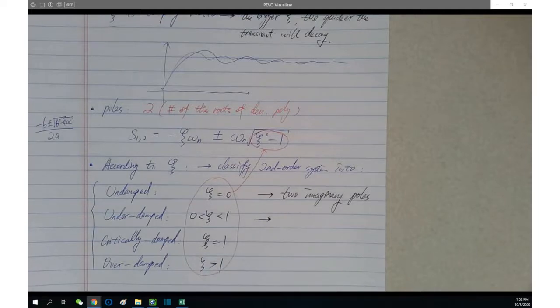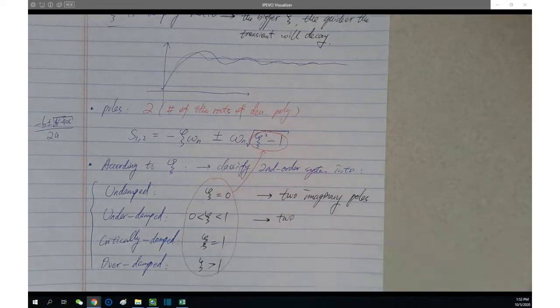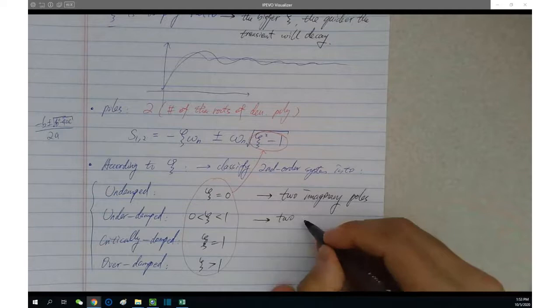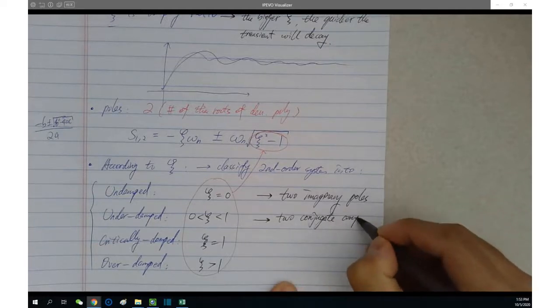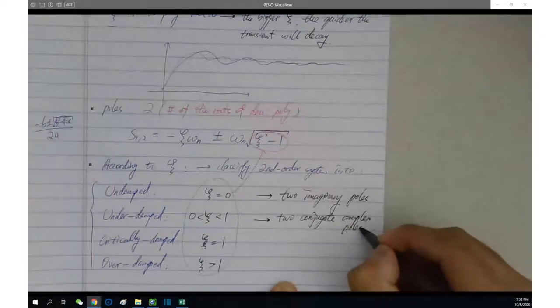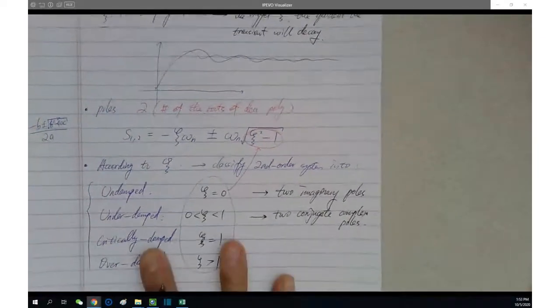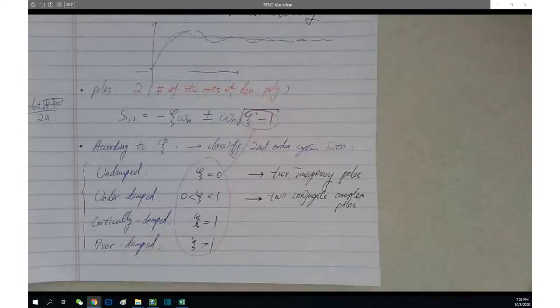What are we going to have? Real and imaginary poles. And what is the relationship between those two poles? First of all, two, right? And then conjugate. Two conjugate complex poles, like a plus or minus bj, right? Conjugate poles.